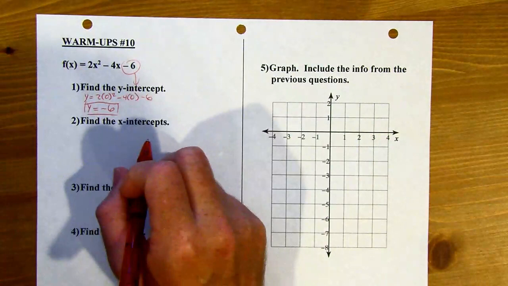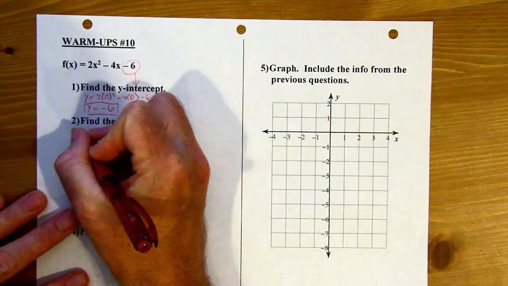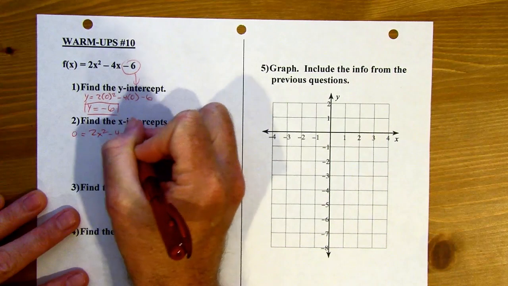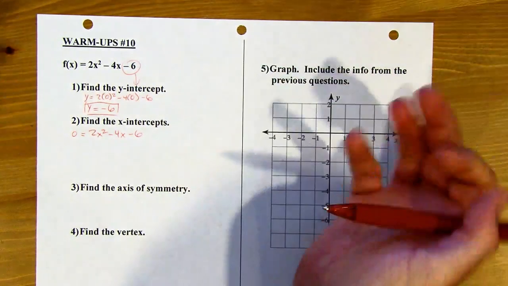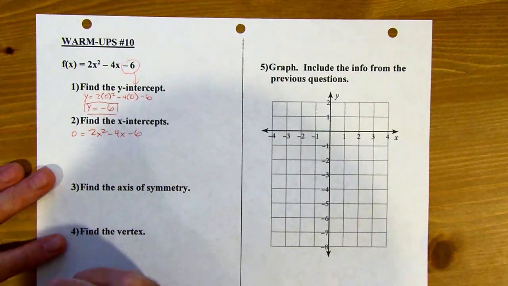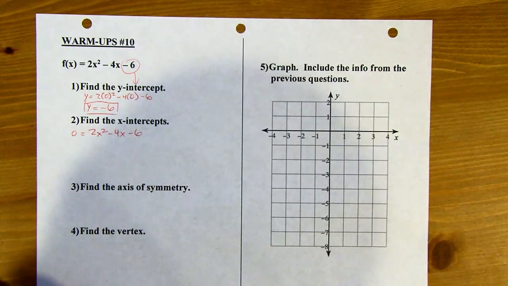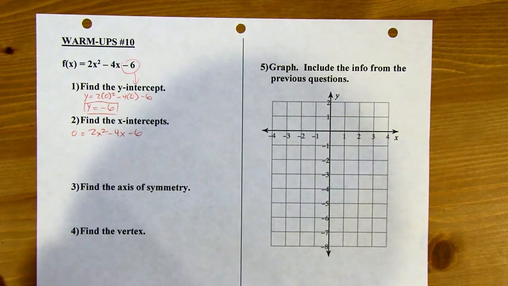And then for x-intercepts, I'm going to plug in 0 for y and solve this for x. So just plug in a 0 for one of the variables, and the variable that's left is going to be the intercept you're looking for. So here I've only got x's left. This is going to give me an x-intercept. So I'm going to factor this in order to solve for x.